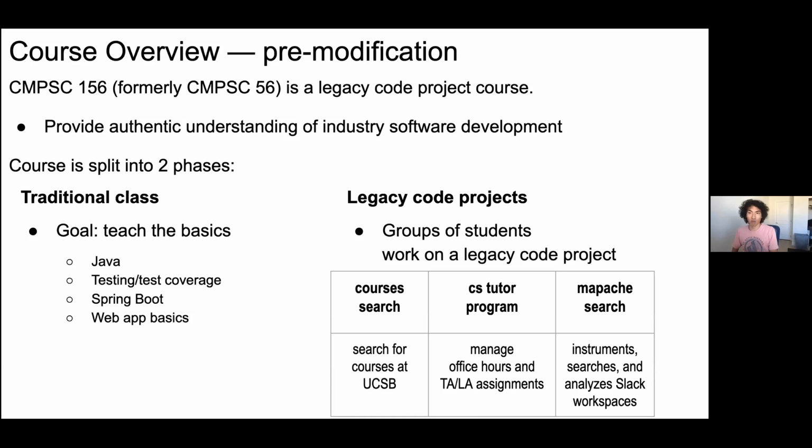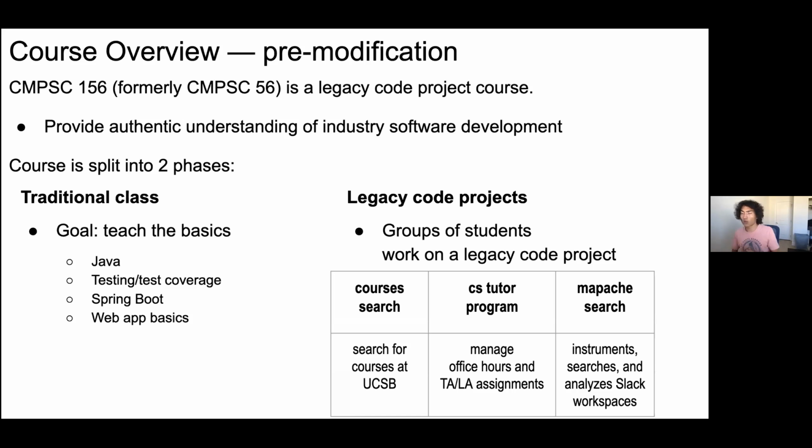Next, and in the name, is the Legacy Code Project, right? And this is where groups of 4 to 6 students will work together as a team on one of 3 projects. And they'll be working to complete a group of features known as user stories, and the group of them is known as an epic.